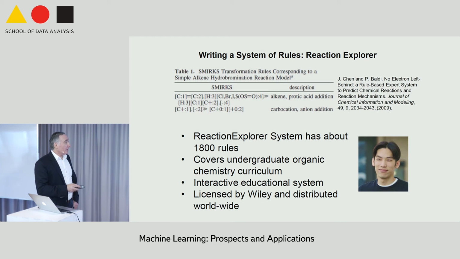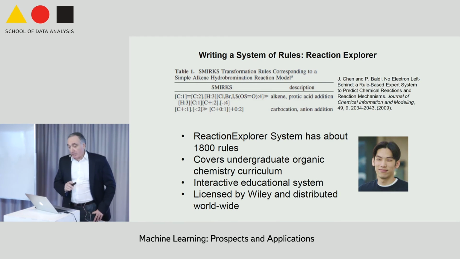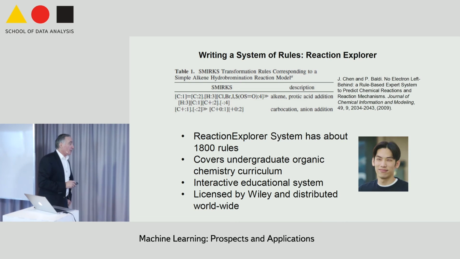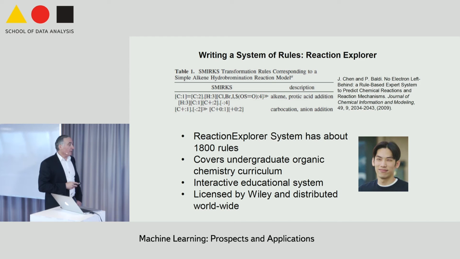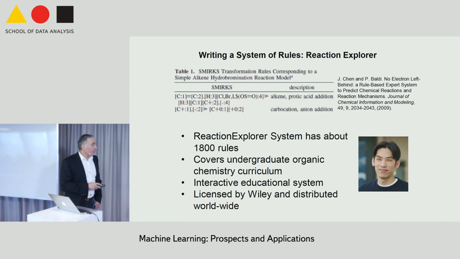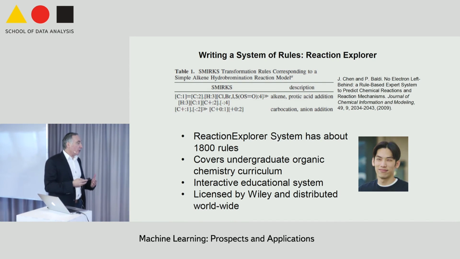A student of mine, Jonathan Chen, and I wrote a system that has about 1,800 rules by hand. It's very tedious. It covers the undergraduate organic chemistry curriculum. And it's reasonably good for undergraduate chemistry. It doesn't do graduate level or even human expert chemistry. But it's enough to build a system that can be used for teaching organic chemistry at the undergraduate level.